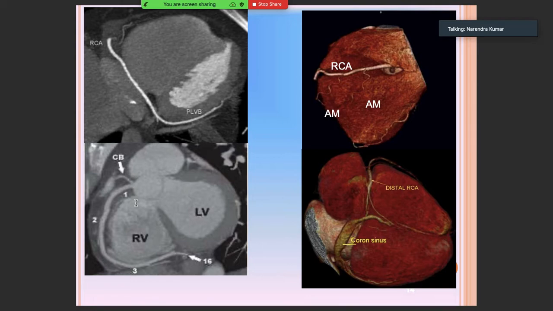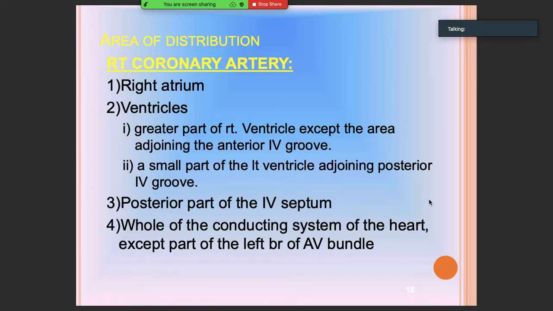For example, in this, as we can see, especially with the color contrast, how it is going and giving off the different branches. What about its relationship compared to the other coronary artery branches as well? And then comes the area of distribution. We are aware the RCA is a pretty big branch. It not only supplies the right atrium but also the ventricle, a big part of it, the posterior part of the interventricular septum, and also the whole of the conducting system, except the left part of the AV bundle. The left part of the AV bundle, of course, will be supplied by the other branches, which we'll speak about soon.